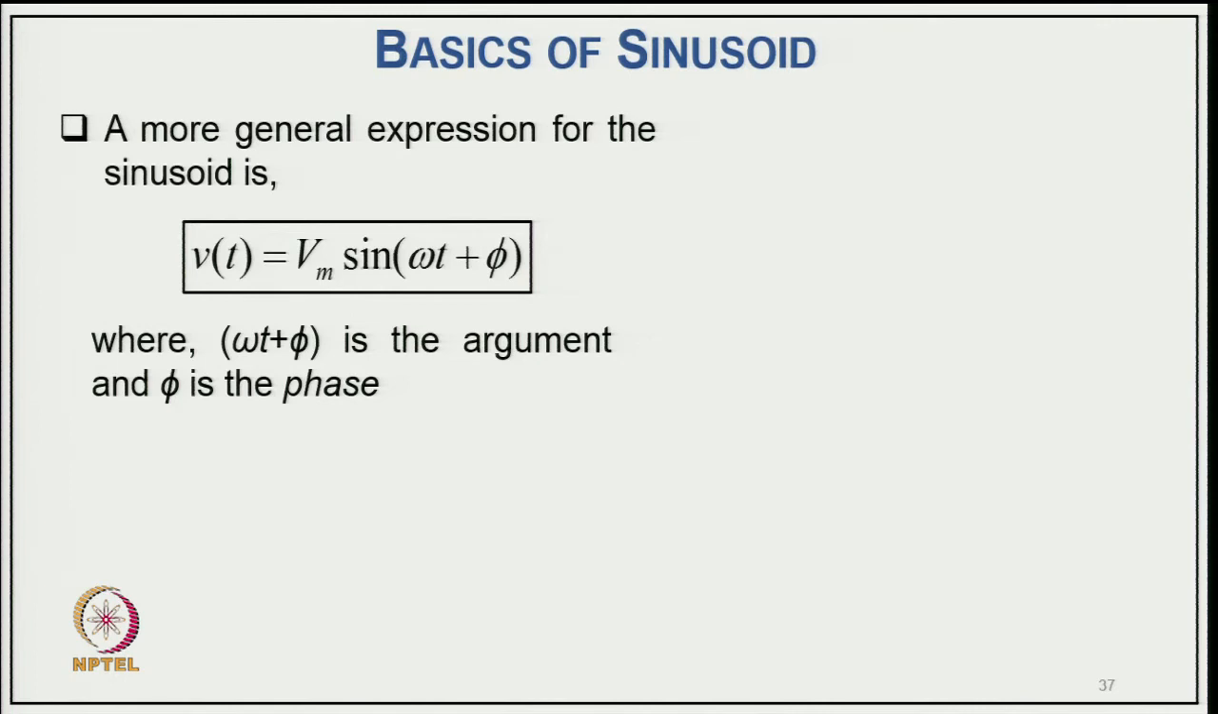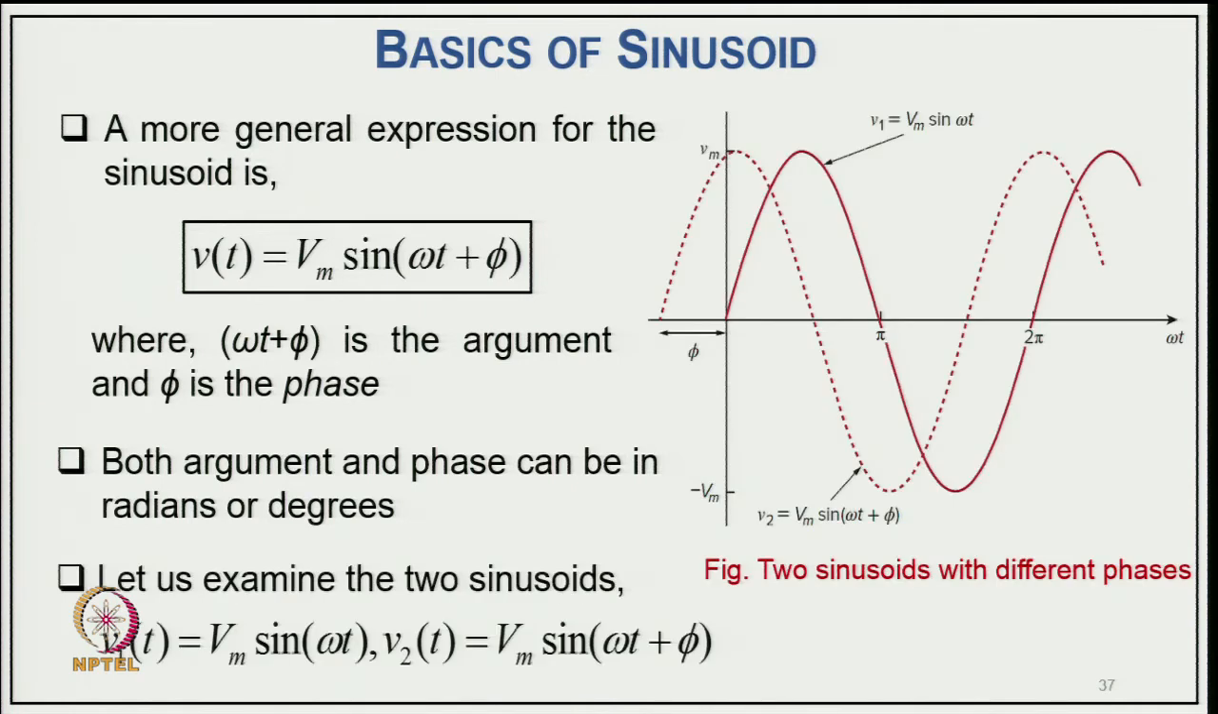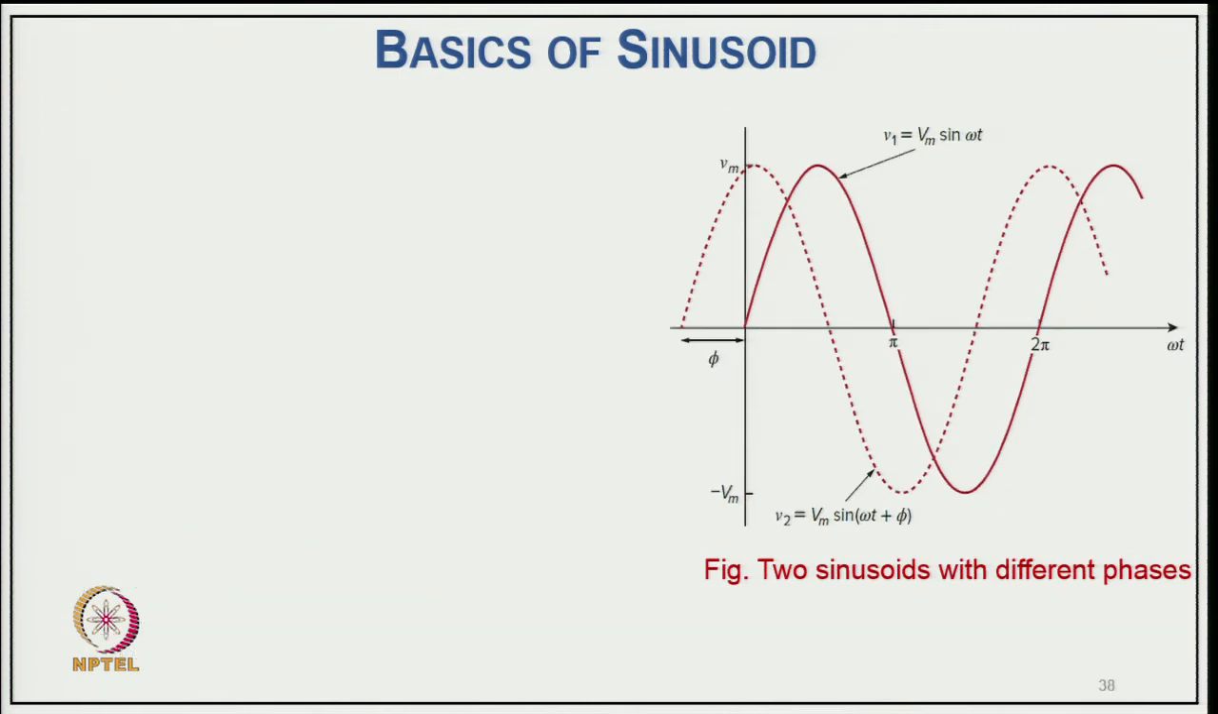A more general expression for the sinusoid can be written as v(t) equal to Vm sin(ωt + φ), where ωt + φ is the argument and φ is the phase angle, and both argument and phase can be in radians or degrees. As you can see in the waveform here, let us examine the two sinusoids v1 equal to Vm sin ωt and v2 equal to Vm sin(ωt + φ). So there is a phase difference of φ between the two sinusoids.